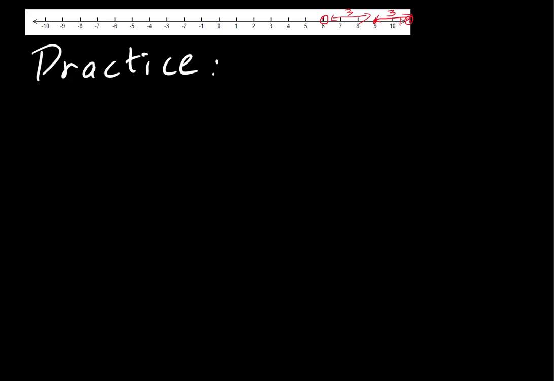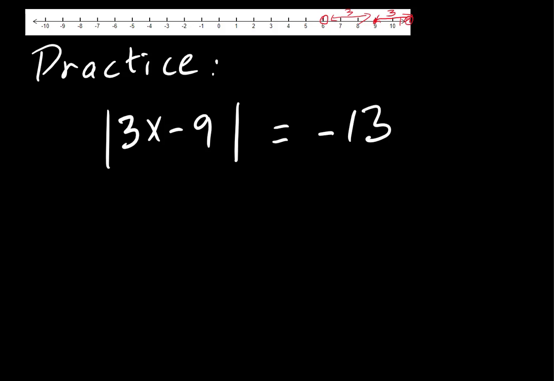Now suppose I gave you something like the absolute value of 3x minus 9 yields negative 13. What would you do? I wouldn't solve this one because that is not possible, okay? This is just a no, because an absolute value has to be greater than or equal to 0, so that is not good. There's no solution on that one, okay? I hope we get this.